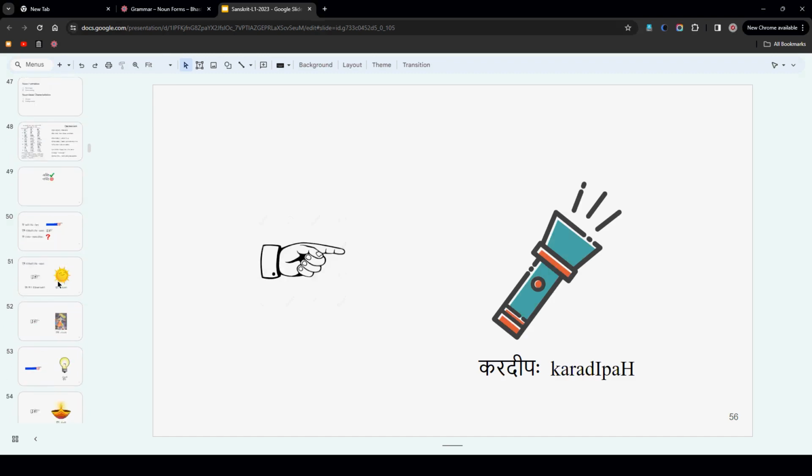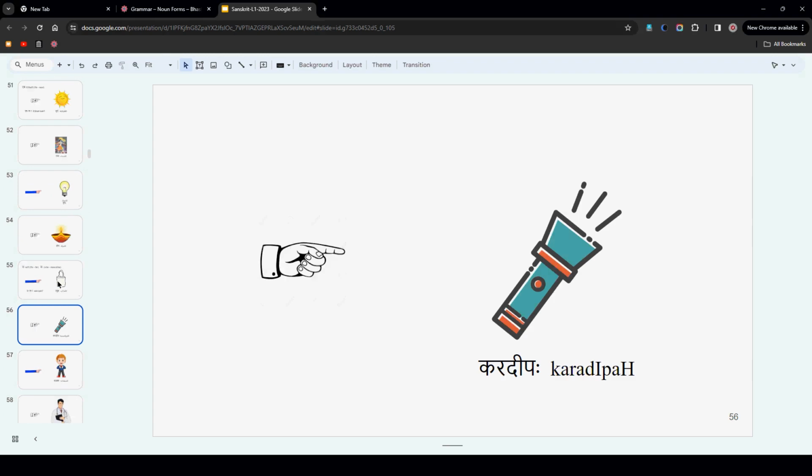The other thing I was trying to say, with examples, is that the lingam in Sanskritam is attached to the word, not to the object referenced by that word. In this case, Deepa is referring to this lamp, but the gender, pullinga, is not indicating the gender of this object. It's indicating the gender of the word Deepa. Other examples, for example, let's say Kalatram.